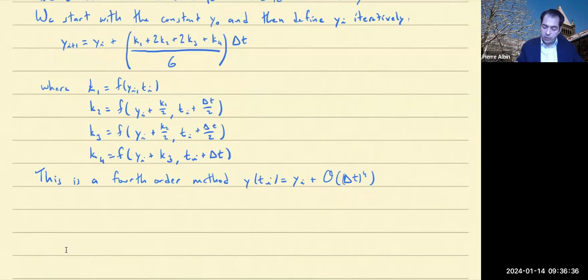It's sometimes denoted RK4 because it's fourth order, and there are variations of this with different orders. RK2 is sometimes used to denote the improved Euler's method. Okay, we'll stop there and pick it up next time.